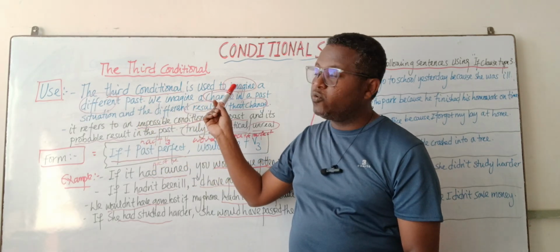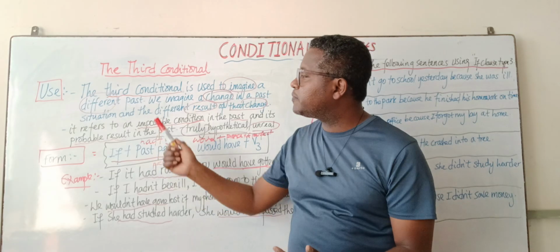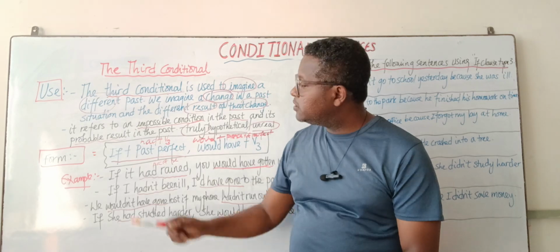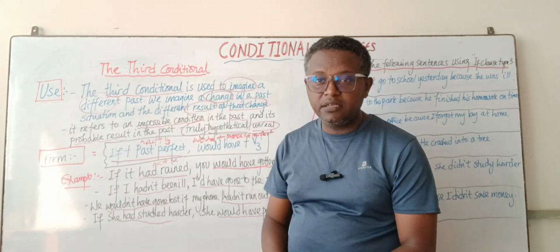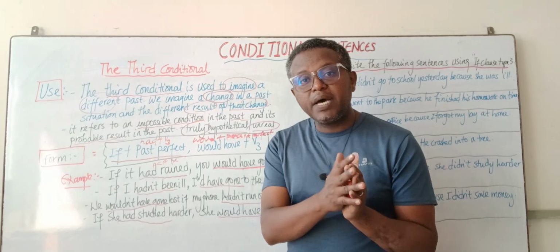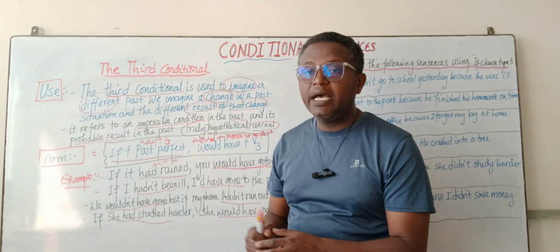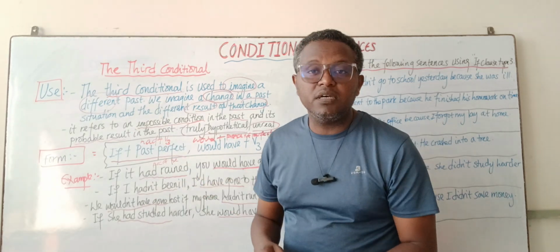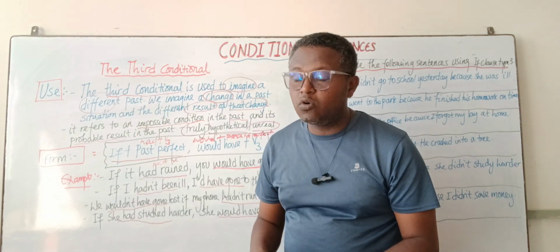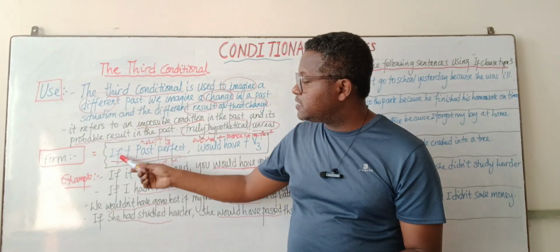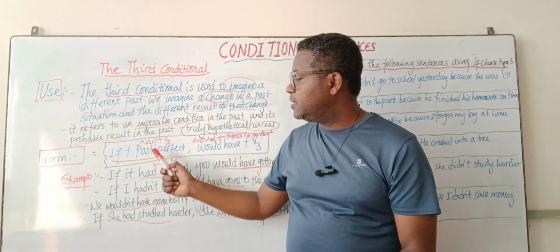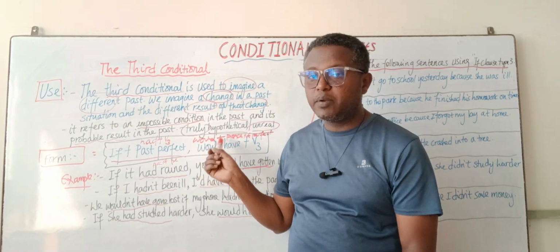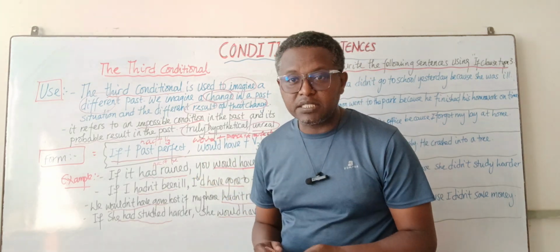Okay, when we want to imagine a different past, and we imagine a change in the past situation and a different result. That is an already gone past situation, but we want to see a different result as a result of the different situation. So that is all about it, and its structure is if plus past perfect, and in the main clause we use would plus have plus verb 3, or would have plus past participle.